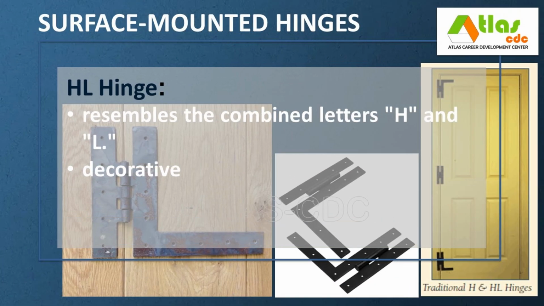An HL hinge is a type of decorative surface-mounted hinge named for its shape, which resembles the combined letters H and L. It is a subtype of strap hinge often used in traditional or rustic doors and cabinetry.